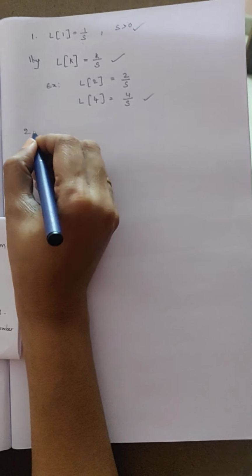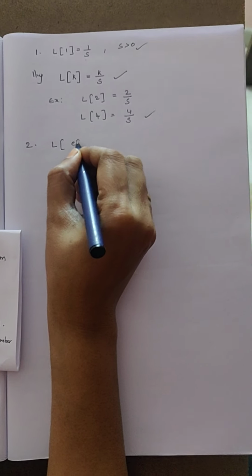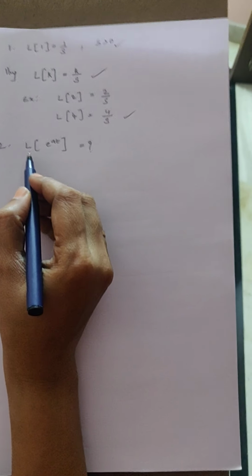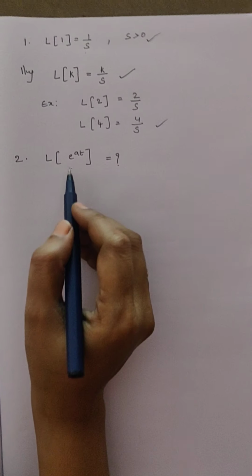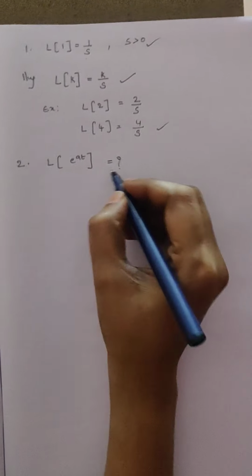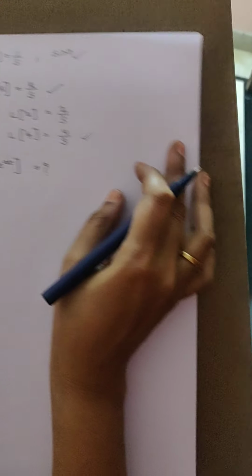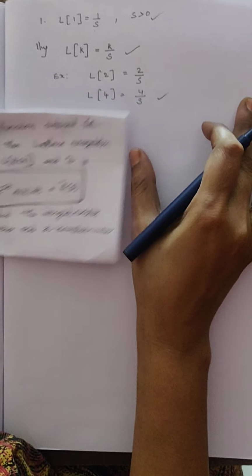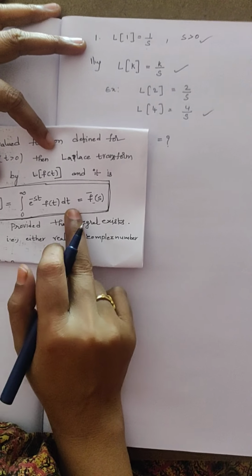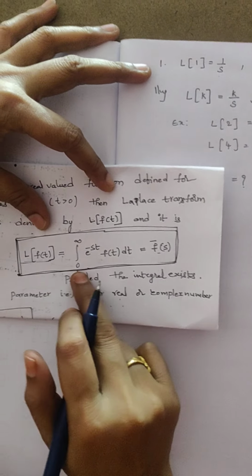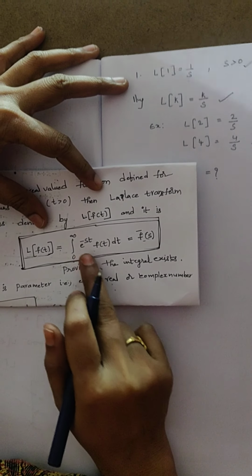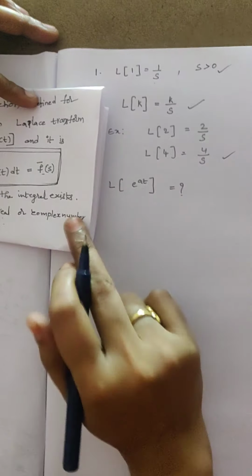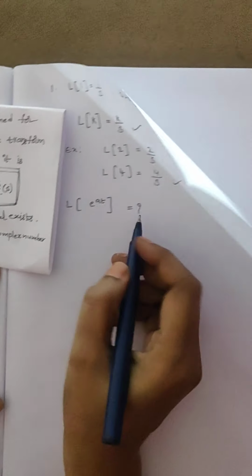Next we will see the Laplace transform of e power at. That means we are going to find the Laplace transform of the exponential function. To find this one, again we are going to use the basic definition, that is L of f of t equal to integral 0 to infinity e power minus st f of t dt, to find L of e power at.